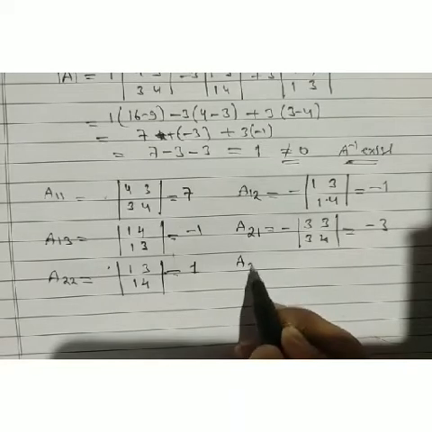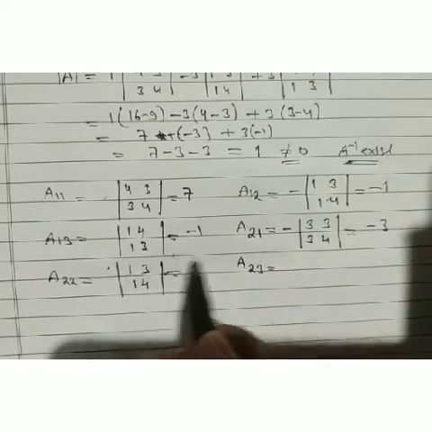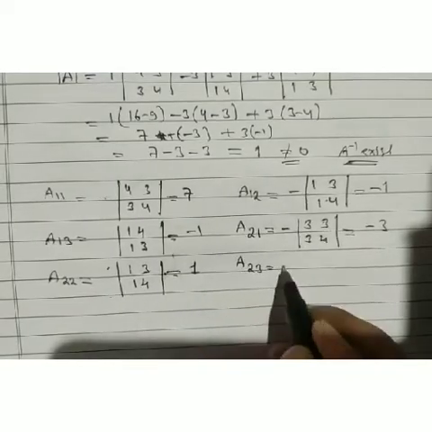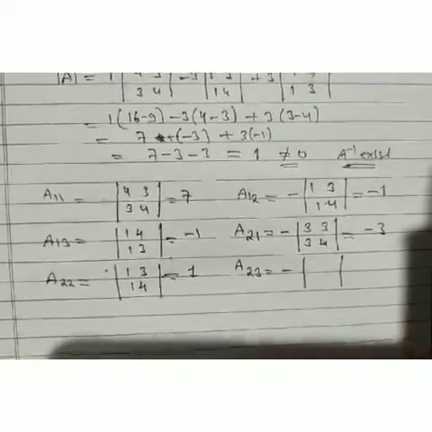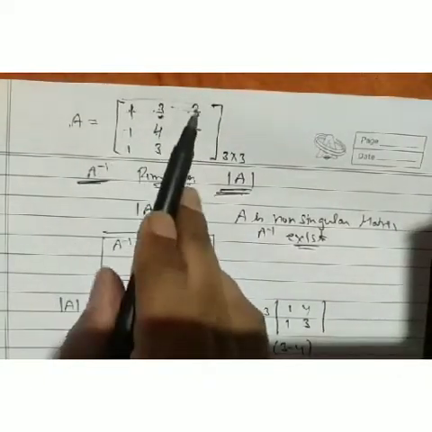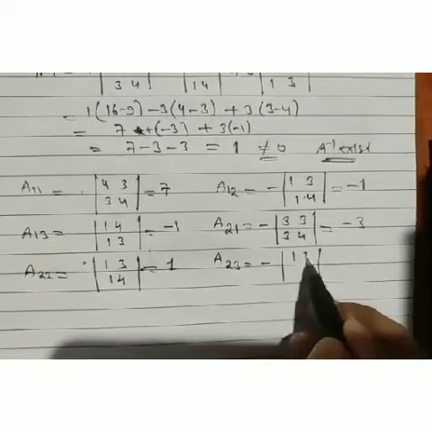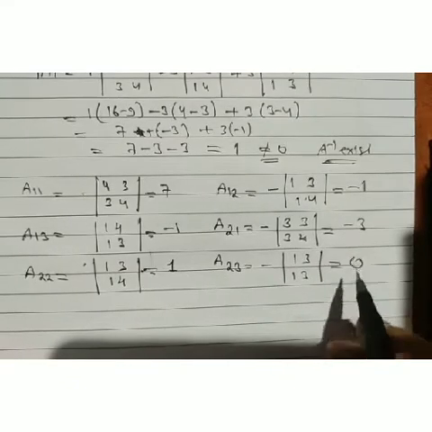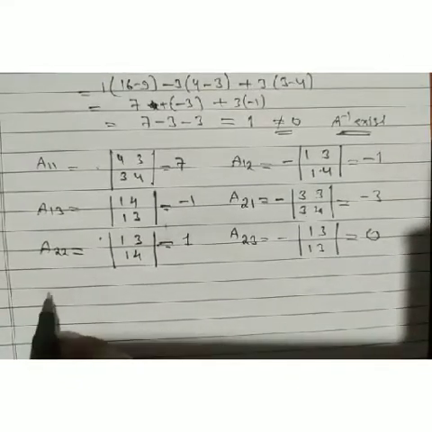A22, then we are going to get A23. What do we do? Plus, minus, plus, minus, plus. Now we have minus. We are going to find out A23. What is our A23? Cofactor of this 3. Deleting this row, this column, we have 1, 3, 1, 3. Write down here 1, 3, 1, 3. Obviously, we are going to get 0 there. We get A23.